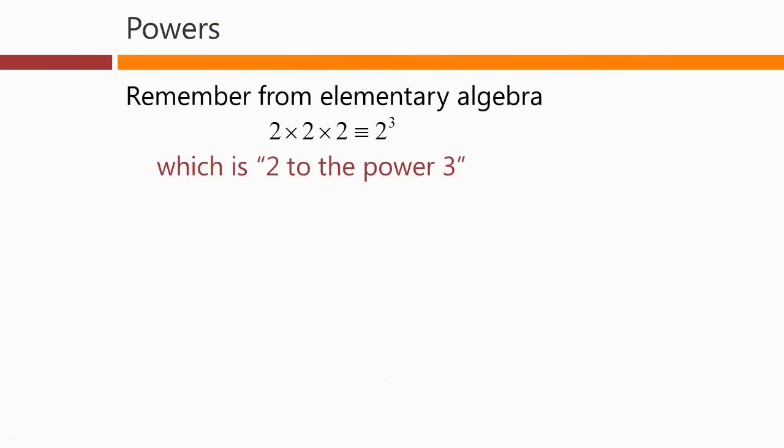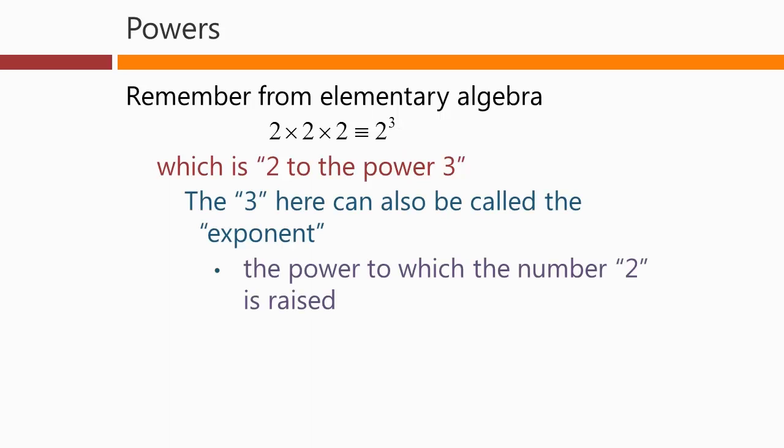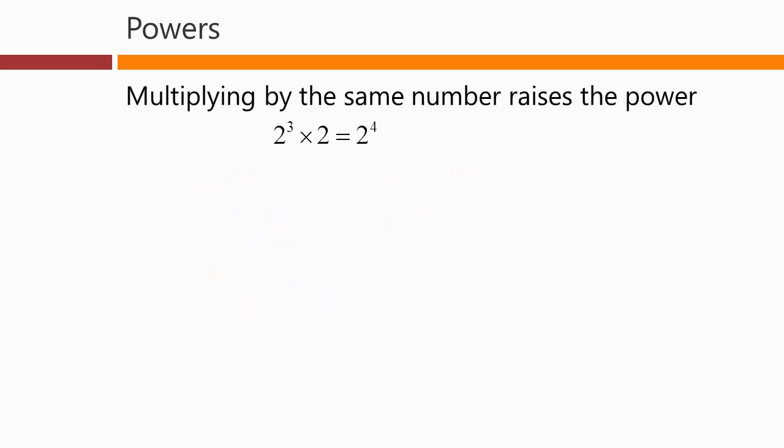Now we remember from elementary algebra that if we take the number, say, 2 and multiply it by itself and then by itself again, of course that is 2 to the power 3. And the 3 here is called the exponent, and it's the power to which the number 2 is raised. So multiplying again by the same number raises the power. 2 to the power 3 becomes 2 to the power 4 by multiplying again by 2.